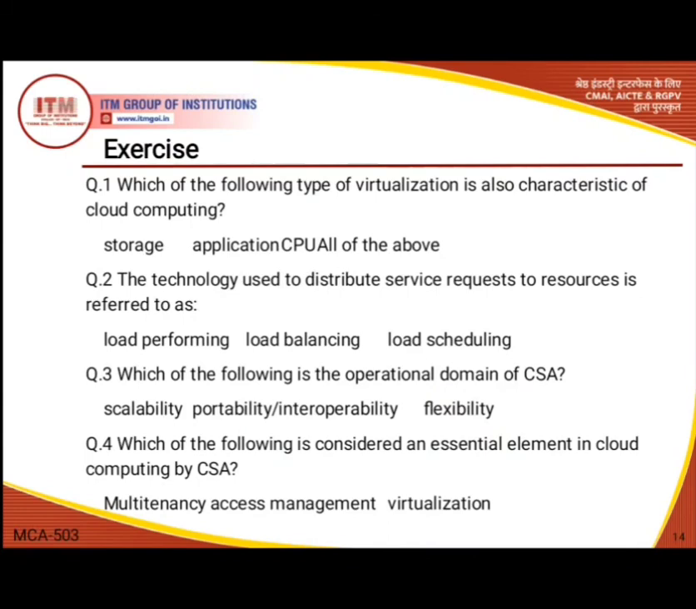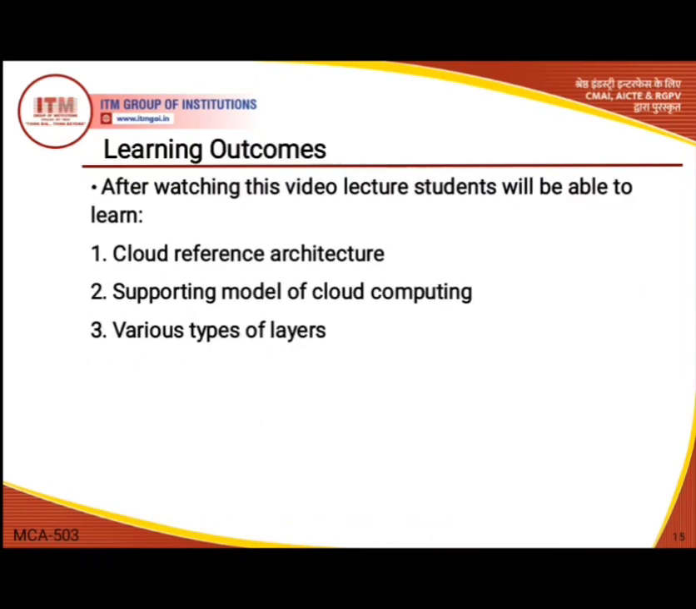Now again, which of the following is considered an essential element in cloud computing by, again, CSA? So here CSA is Cloud Security Alliance. So you have to choose either multi-tenancy, access management, or virtualization. These are the learning outcomes of today's video.